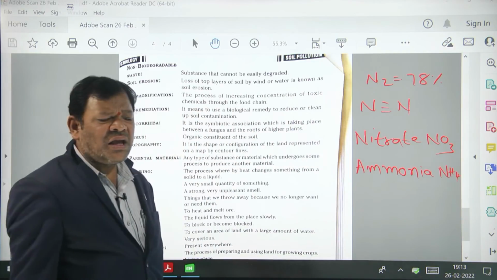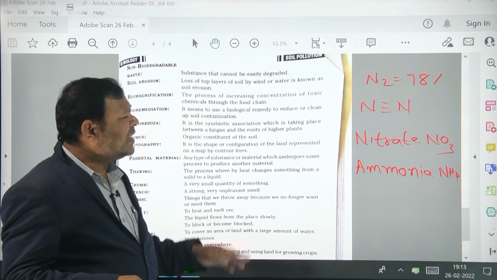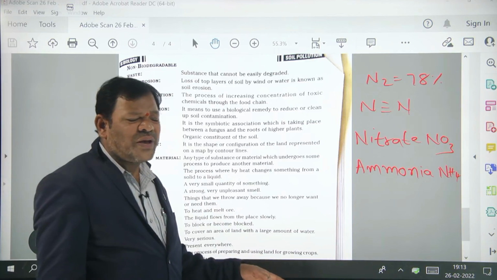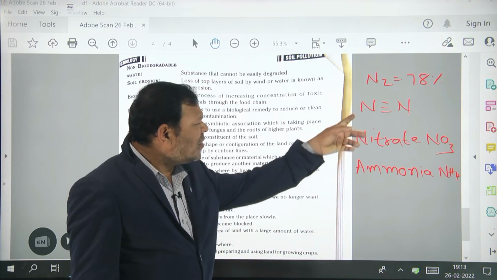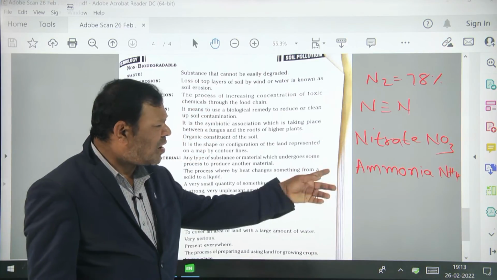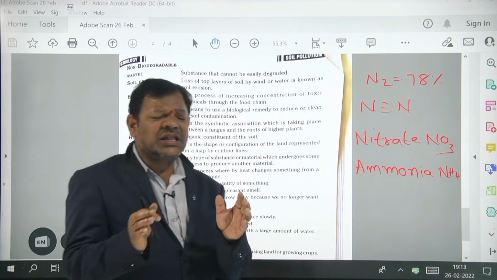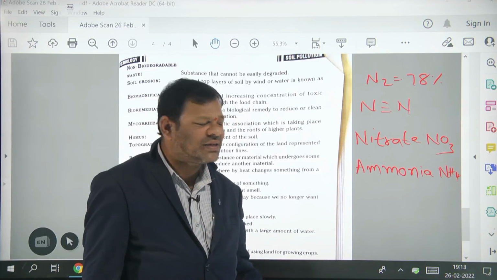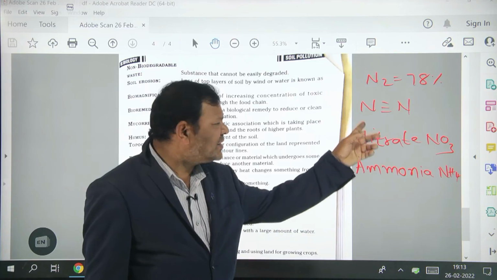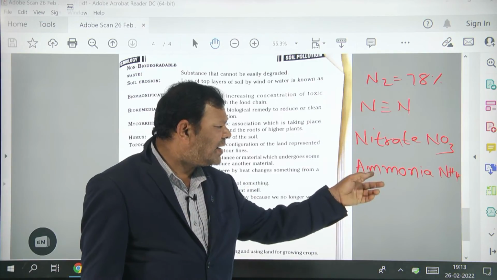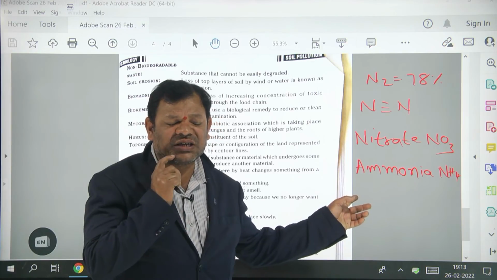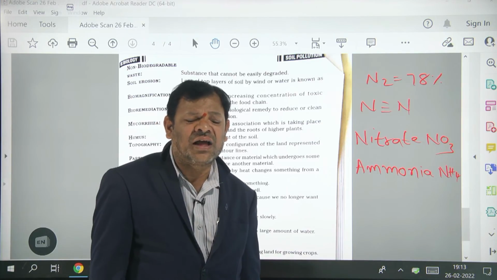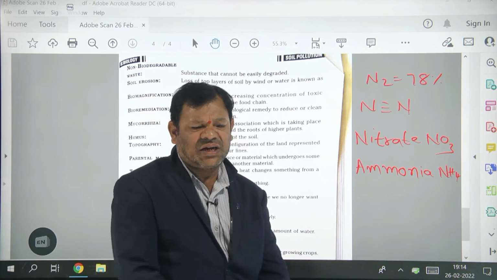In leguminous plants, the root nodule provides shelter to Rhizobium leguminosarum. This Rhizobium converts molecular nitrogen into nitrate or ammonia form, then plants utilize it. Both of them are beneficial to each other. This type of nutrition is called symbiosis. We can see symbiosis especially in leguminous plants. Do you understand?